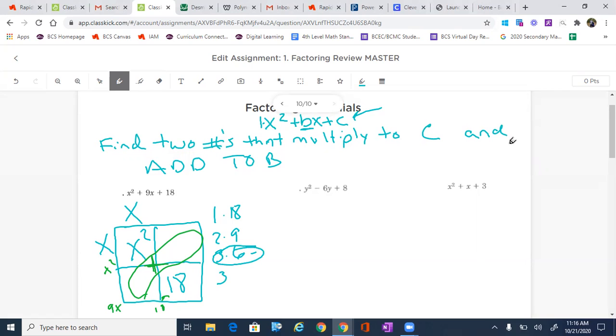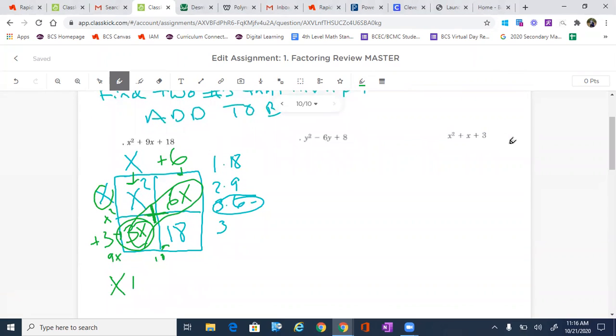So I'm going to insert this, maybe say 3x plus 6x. And what that means is that we would have x plus 6 and x plus 3 on the outside, because 3 times x is 3x and 6 times x is 6x. So this factors to x plus 3 and x plus 6.